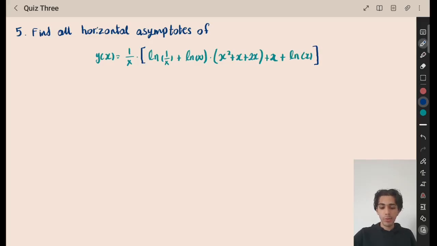More horizontal asymptotes. This looks like an interesting function. It looks complicated, but it's not. And this is what we will see. So the first thing I want to do is manipulate the function a little bit.